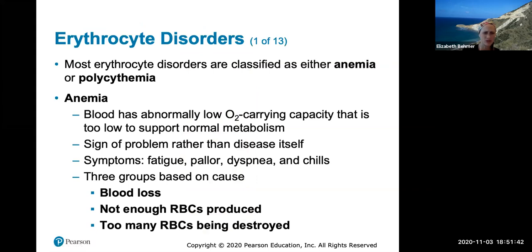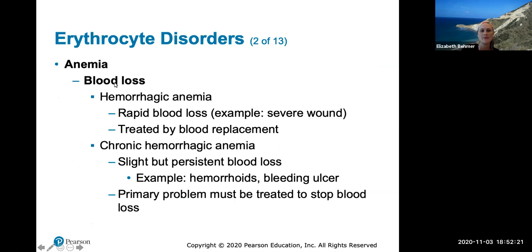Some erythrocyte disorders are classified as either anemia or polycythemia. Anemia is where blood has abnormally low oxygen carrying capacity, that is too low to support normal metabolism. It's a sign of a problem rather than a disease itself. So we don't really characterize it as a disease, but more just as a problem. Symptoms are fatigue, pallor, gray, pale skin, dyspnea, and chills. Three groups are based on the cause: blood loss, not enough red blood cells being produced, or too many red blood cells being destroyed. So that's anemia.